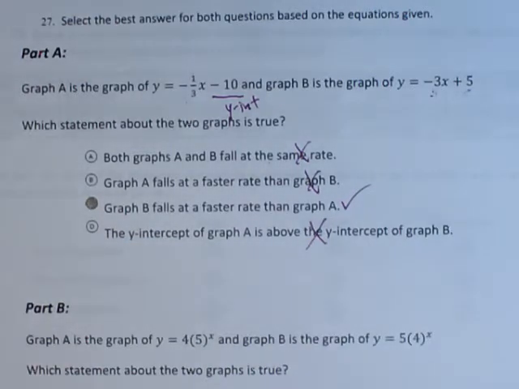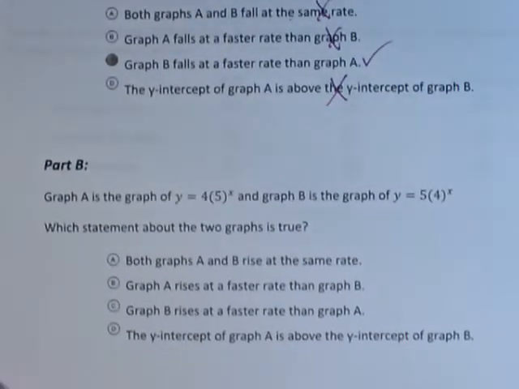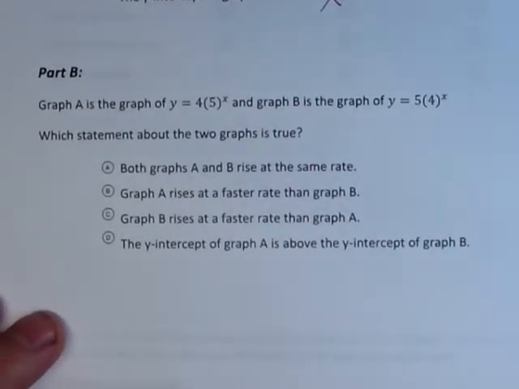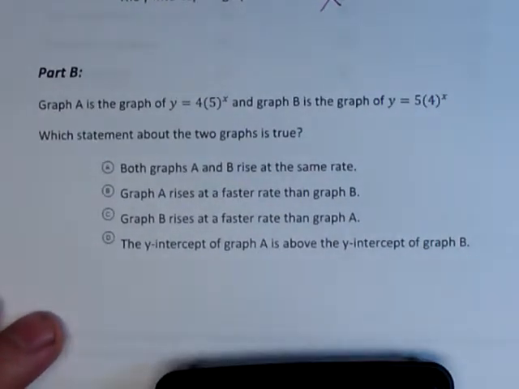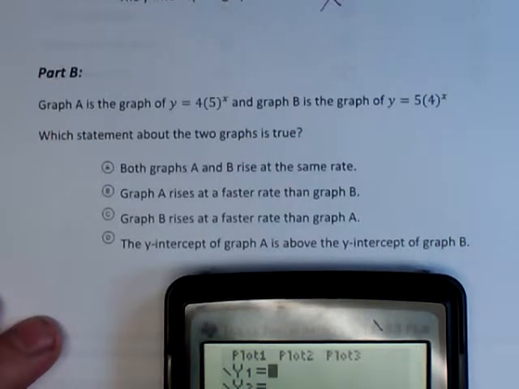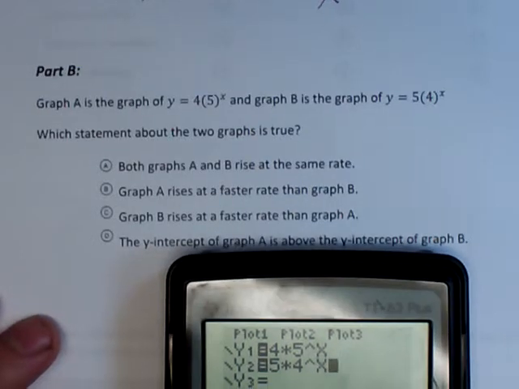All right, part B. Graph A is the graph of y equals 4 times 5 to the x, and the other one's 5 times 4 to the x. I'm going to type these in. 4 times 5 to the x, that's graph A. 5 times 4 to the x, that's graph B.